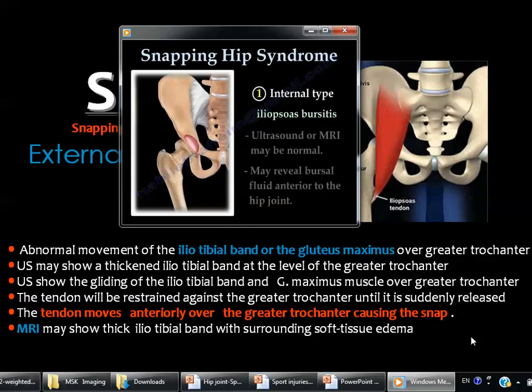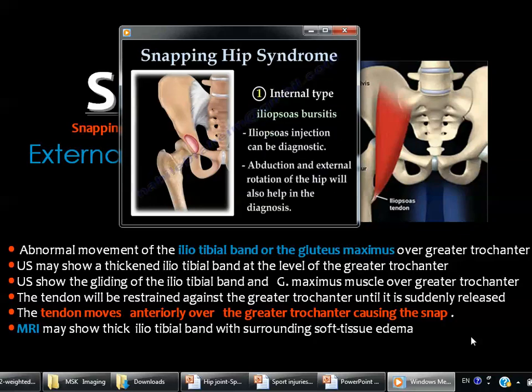Diagnosis is usually difficult. Ultrasound or MRI may be normal. It may reveal bursal fluid anterior to the hip joint. The iliopsoas tendon injection can be diagnostic. Abduction and external rotation of the hip and hearing the snap, the click, will help in the diagnosis.